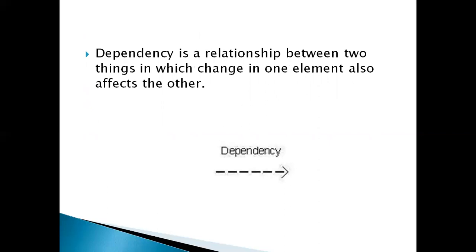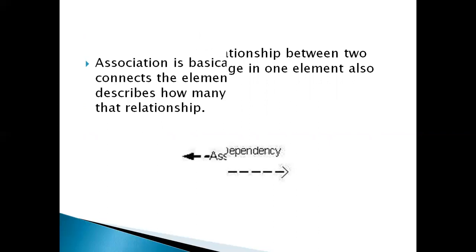What is dependency? Dependency is a relationship between two things in which change in one thing also affects the other thing. If you make a change in one thing, the other thing will also be affected.